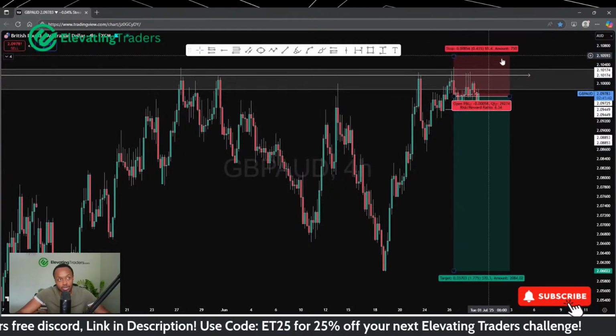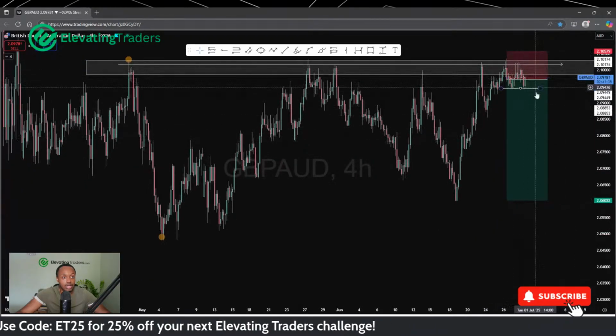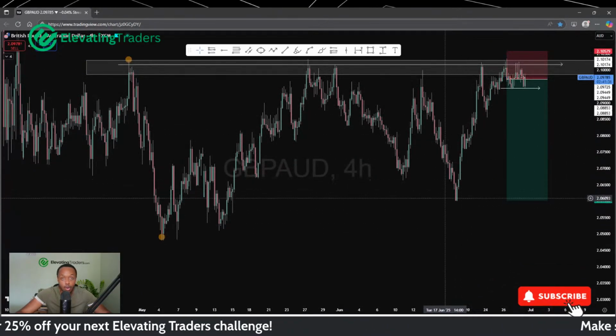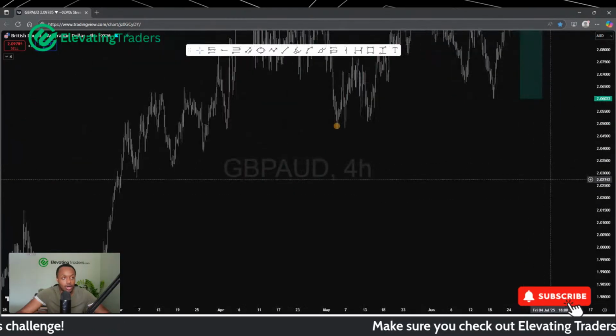I do have my stop loss there, of course. So worst case scenario, we'll take a loss. If it does play out, great. I'll look to take most of my profit at the lows here. Then I'll just trail the rest and see how we go.